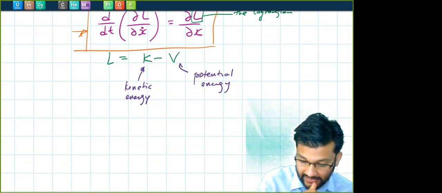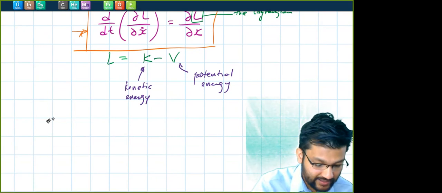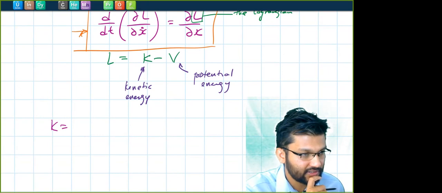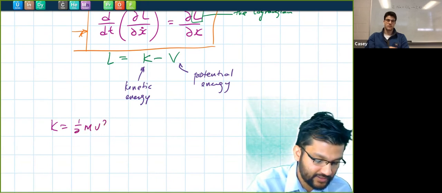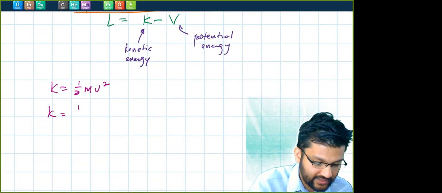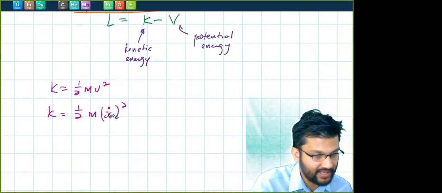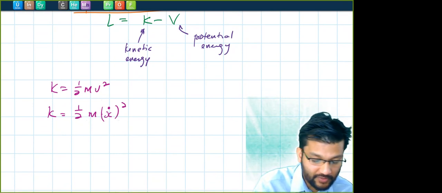For example, let's look at kinetic energy. Who remembers the formula for kinetic energy? Half mv squared. Yep, half mv squared. But remember, we're using this dot and double dot. So v was x dot, so it's half m x dot squared. This is where x dot squared is not the same as x double dot. You can remove the parentheses if you want.